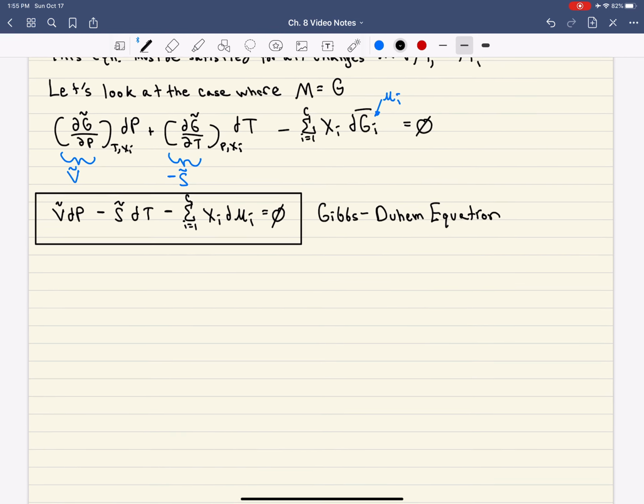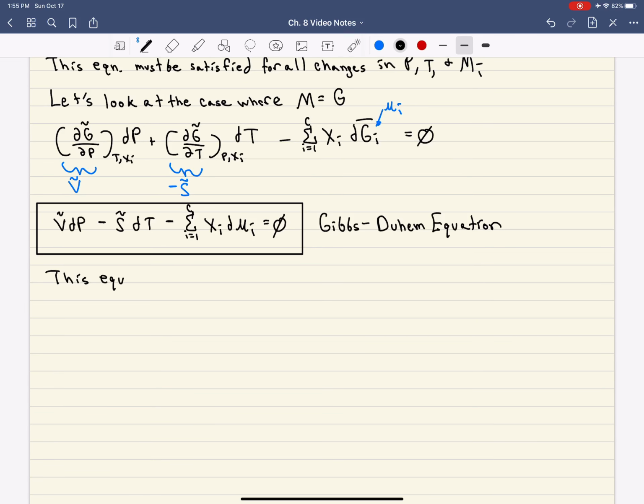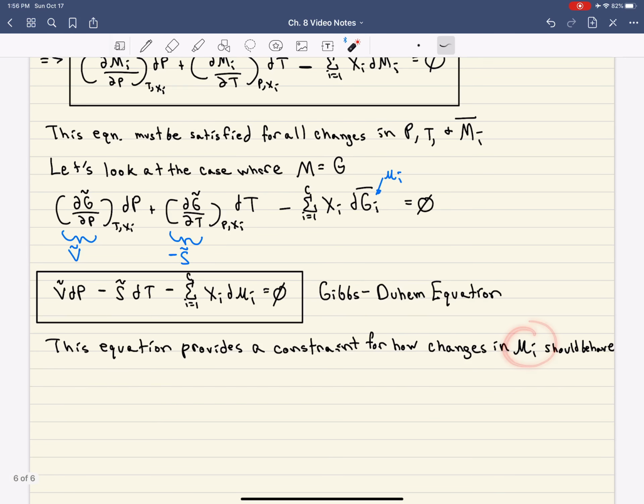Right? And why this equation is important enough to have a name is that it provides a constraint for how changes in the chemical potential mu_i should behave. Right? And the reason that's important is because the chemical potential, or the Gibbs energy, is not something that we can measure directly. Right? In order to figure out its value, we always have to come up with some sort of mathematical model.